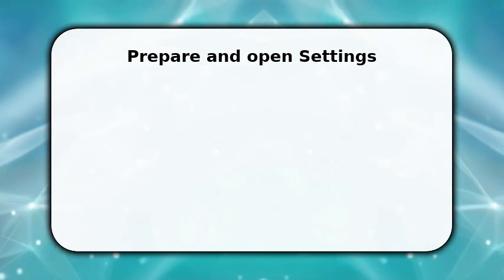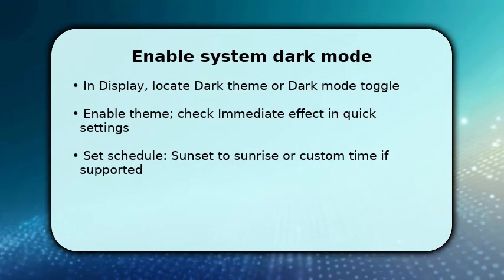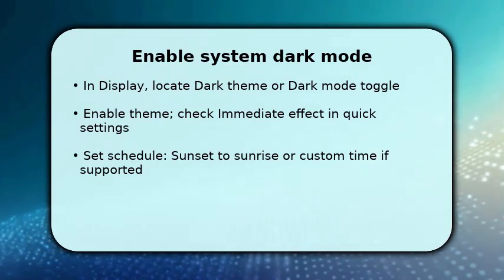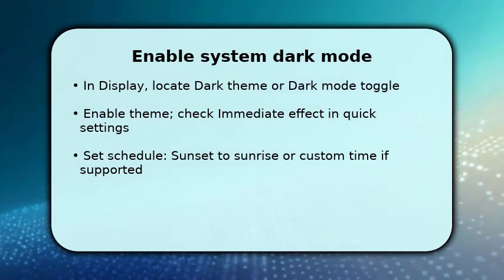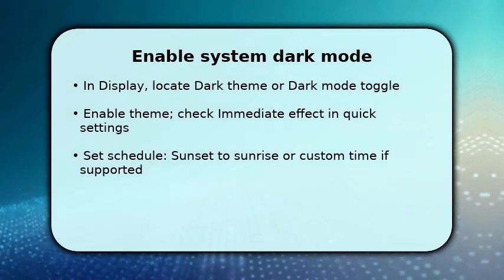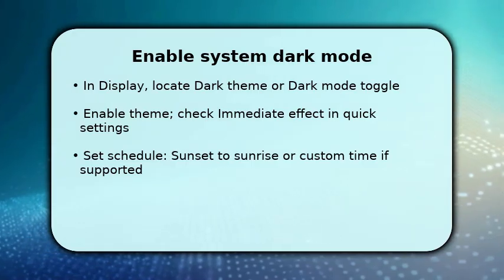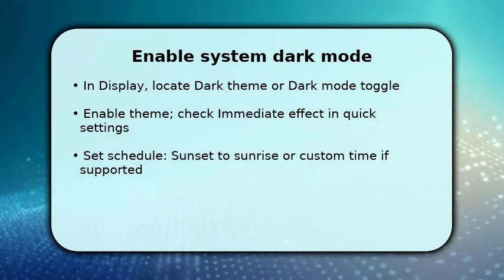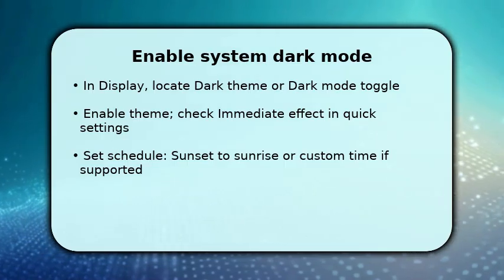You now enable System Dark Mode. In Display Settings, locate the Dark Theme toggle and switch it on. This changes System UI and many apps. Once enabled, swipe down for quick settings to confirm the dark tile reflects the change immediately. Tap it to toggle quickly later.